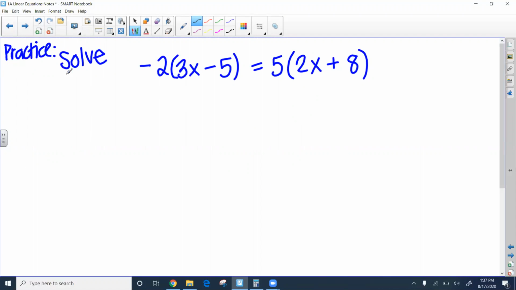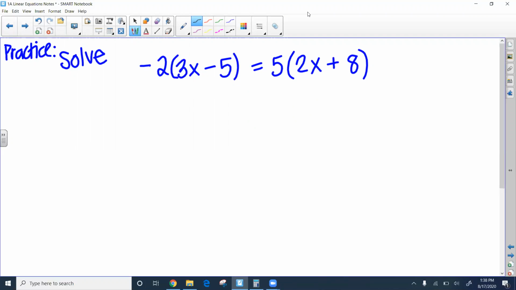So still practice. You do not have to write this in your notes. You can write it on whatever you want. So -2 times the quantity 3x minus 5 equals 5 times 2x plus 8. So -2, and then in parentheses 3x minus 5 equals 5, then in parentheses 2x plus 8.